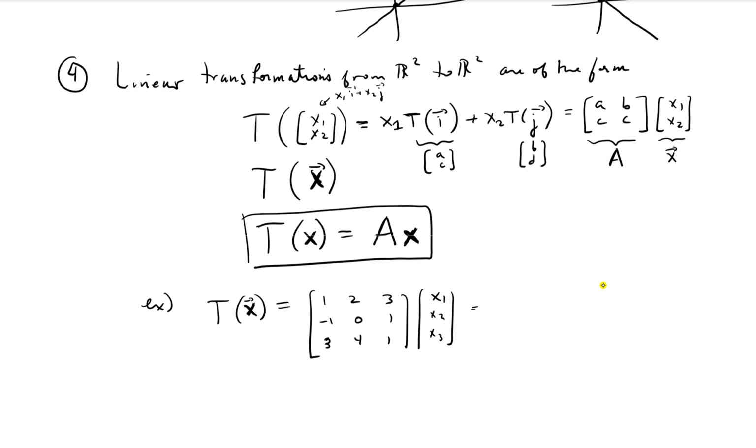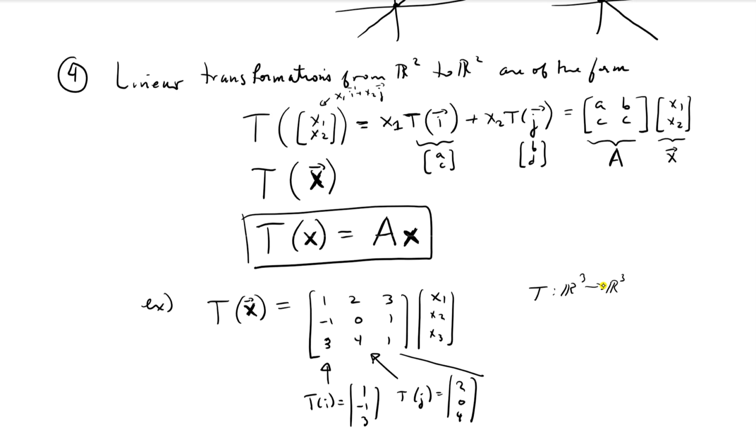Because essentially it's x1 times the first column plus x2 times the second column plus x3 times the third column, and those columns are vectors in R3. So overall you get a vector in R3. So T here is from R3 to R3. And we actually see that where I gets mapped is the first column, 1, minus 1, 3. Where J gets mapped, that's the second column, 2, 0, 4. And where K gets mapped, K being the vector 0, 0, 1, that's 3, 1, 1.